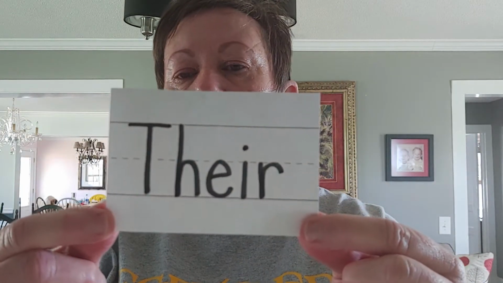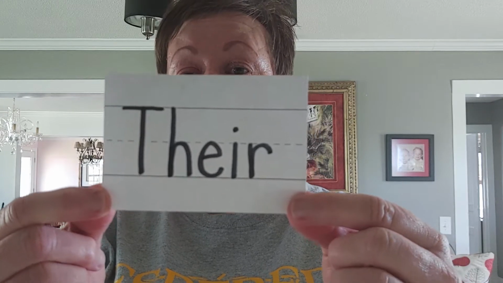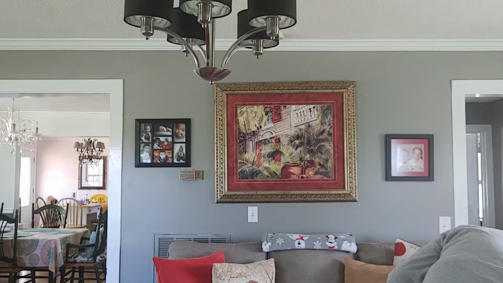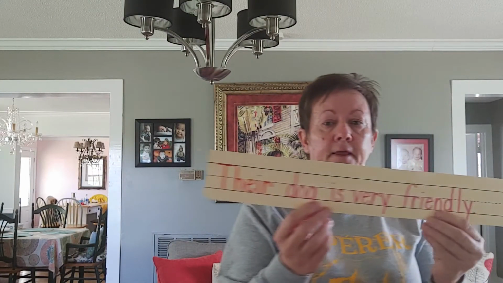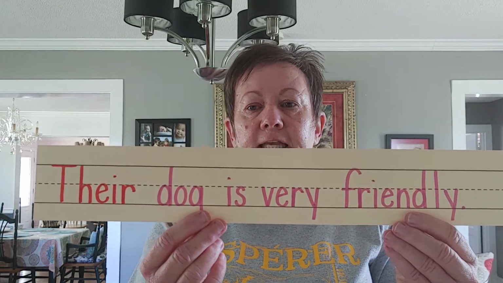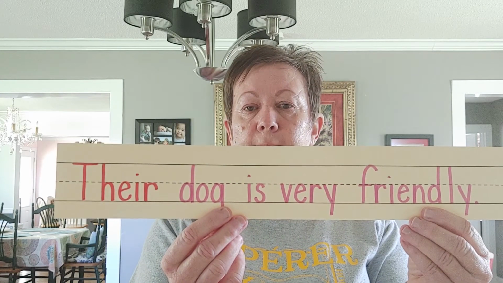And here's the word there with a capital T, H-E-I-R. We would use this at the beginning of a sentence, like this. Their dog is very friendly. See how we have that word at the beginning of our sentence with the capital letter.